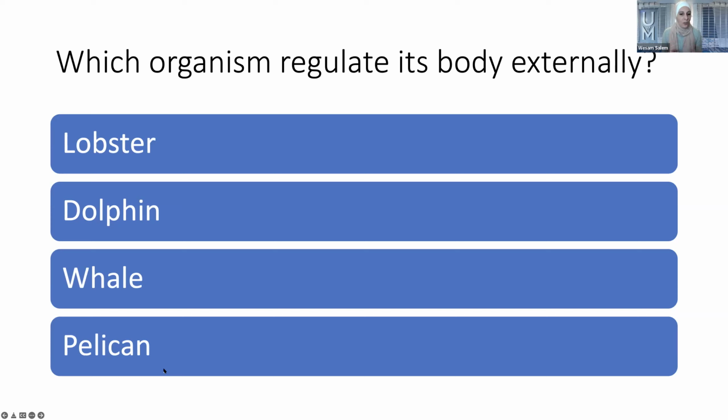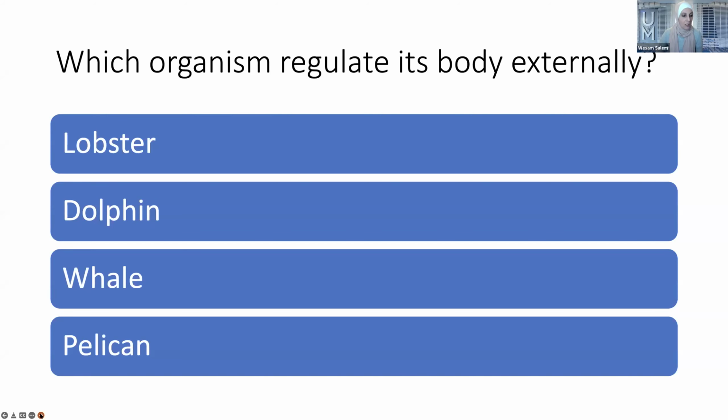The birds are known to be endothermic, so they don't regulate their body externally, and this is an extra piece of content knowledge that you need to have in order for you to complete the question correctly and come up with the lobster as being the one that regulates the body temperature externally. Okay, so see the difference between multiple questions. Some questions require that piece of knowledge that will probably get you to the correct answer. So the correct answer is the lobster, right? As I said, the birds are endothermic, not exothermic.